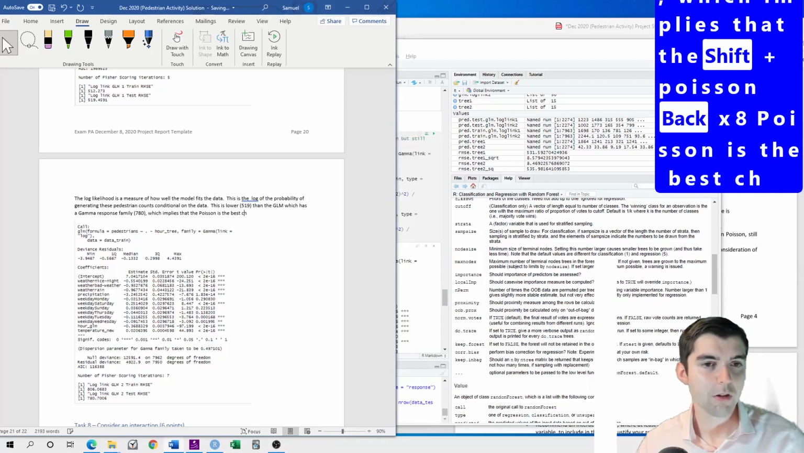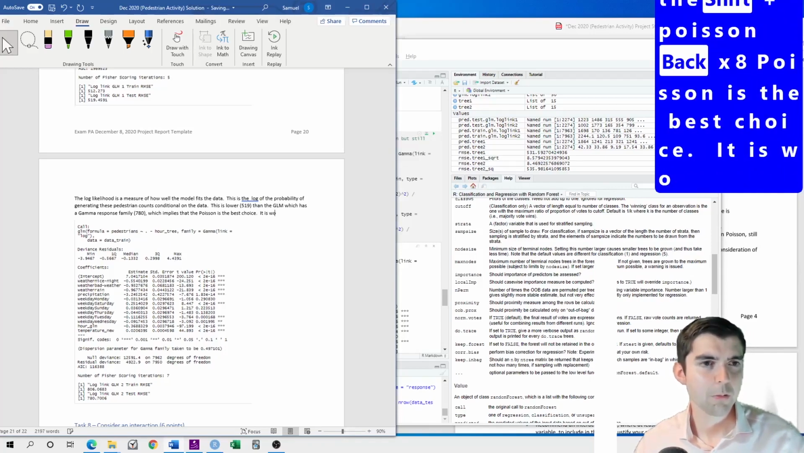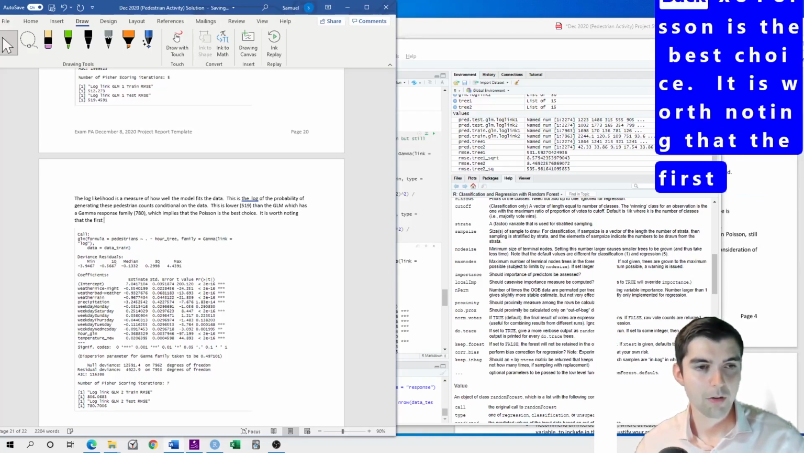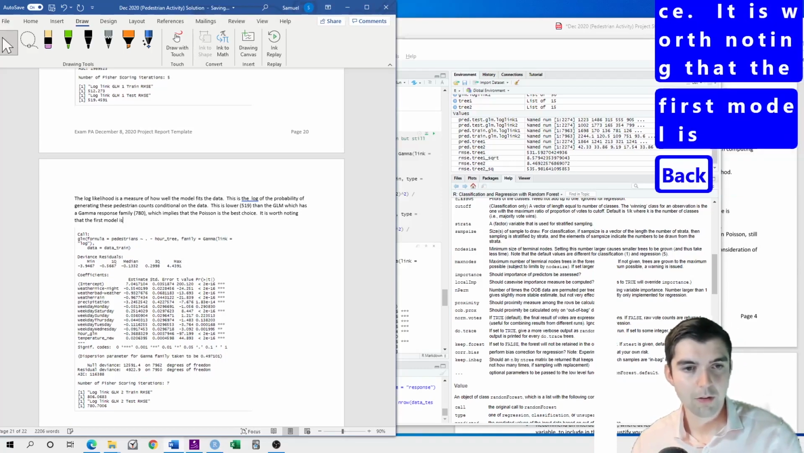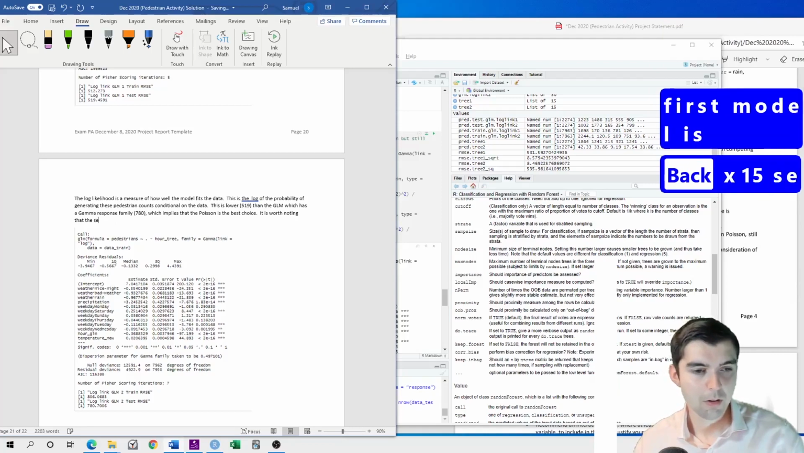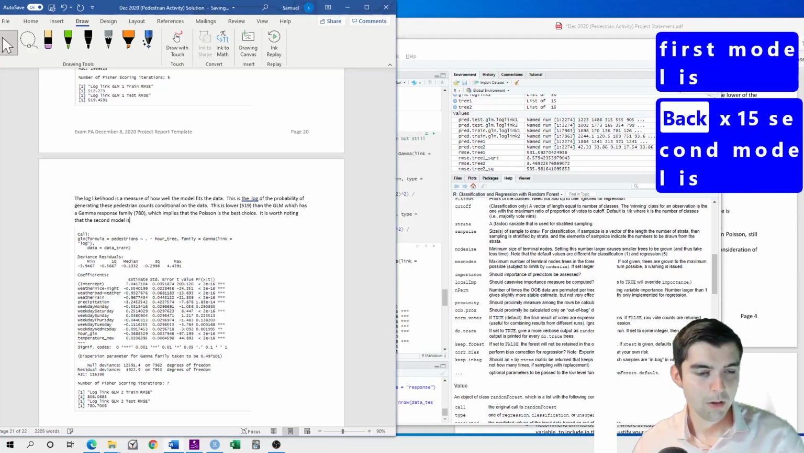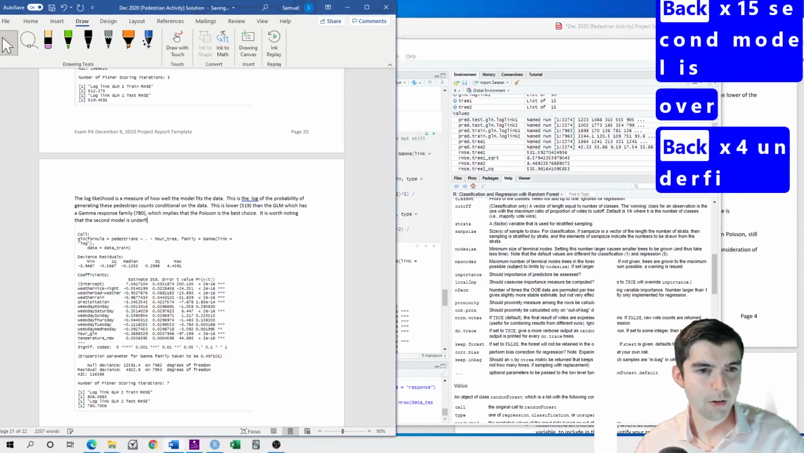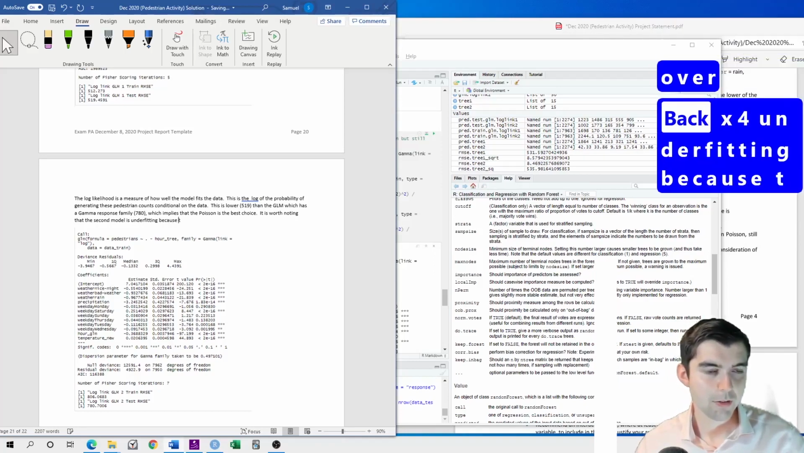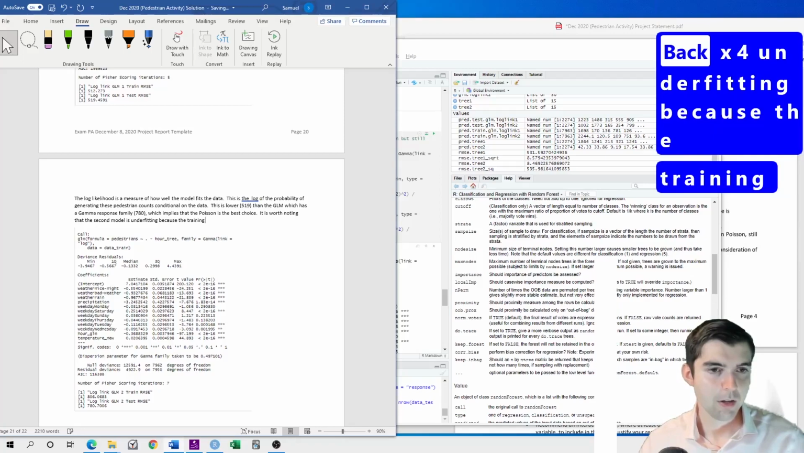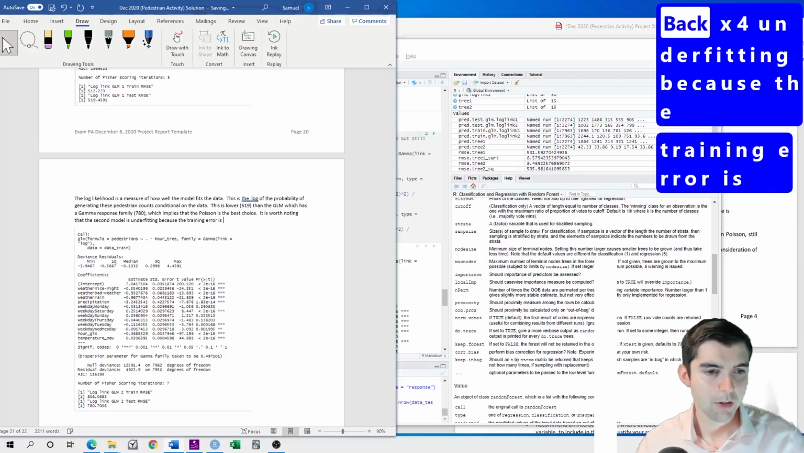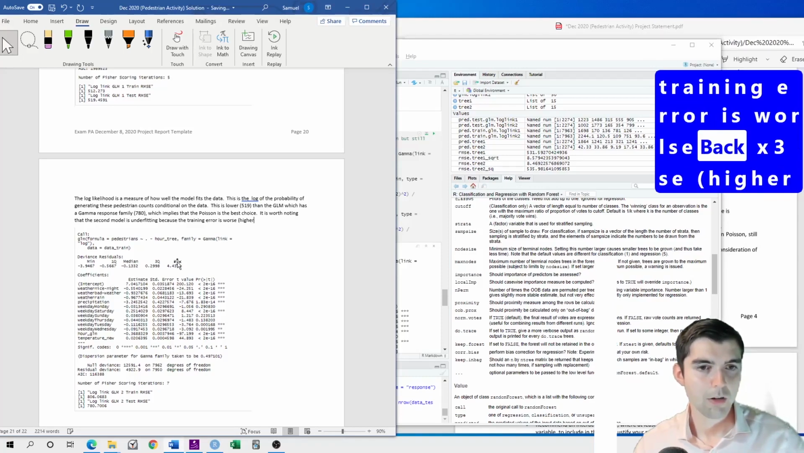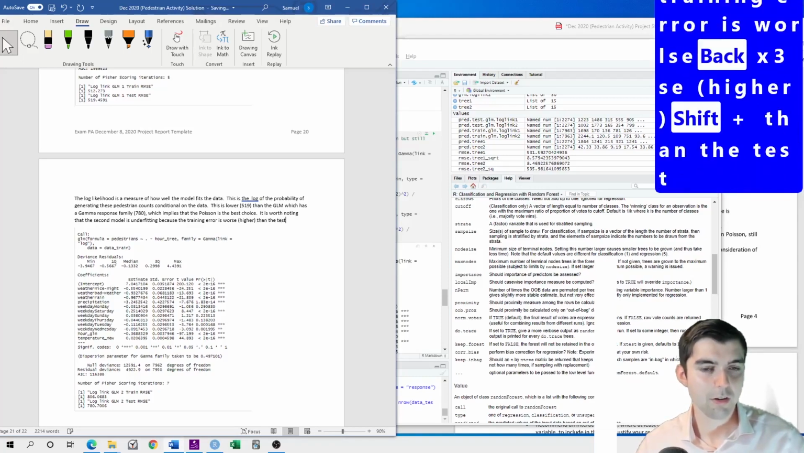It is interesting to note, which implies that the Poisson is the best choice. It is worth noting that the first model is that the second model is overfitting or underfitting because the training error is worse, higher than the testing error.